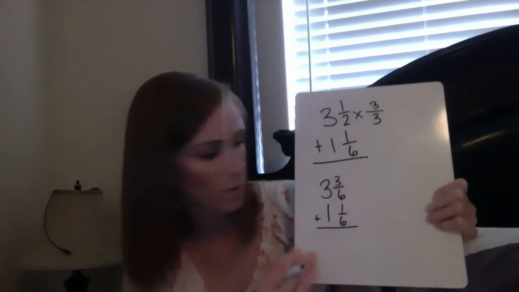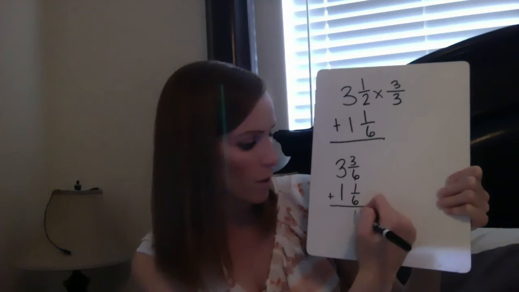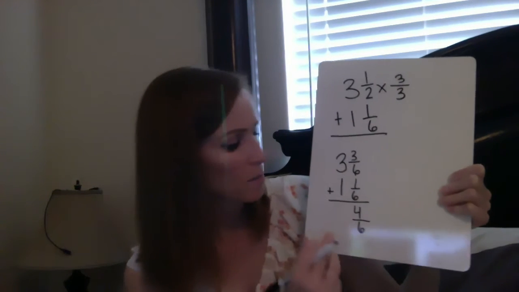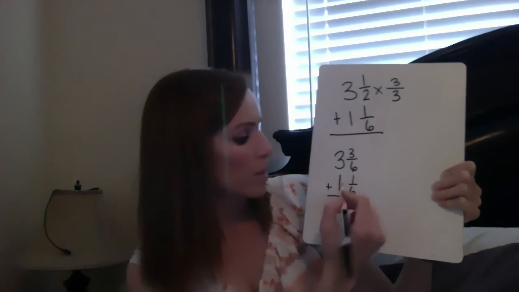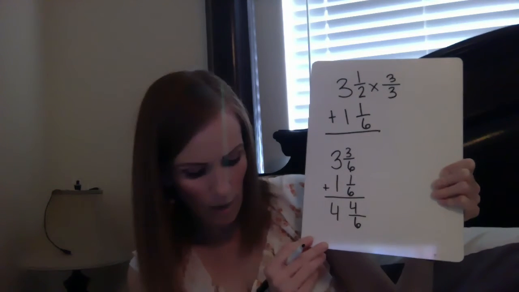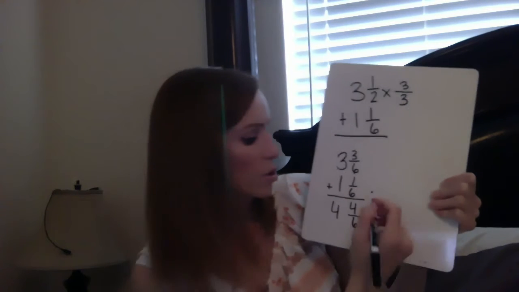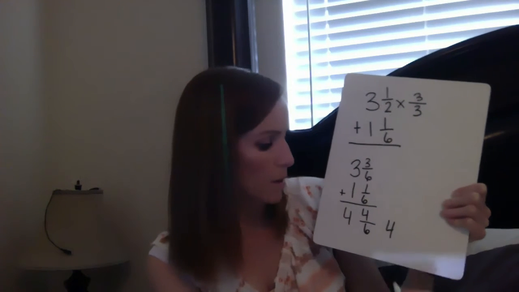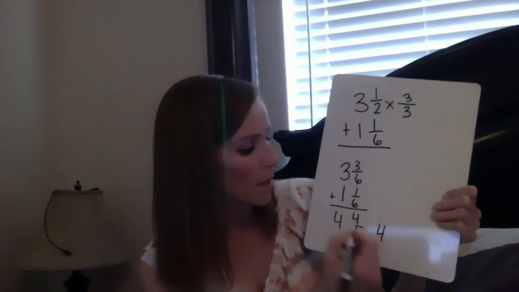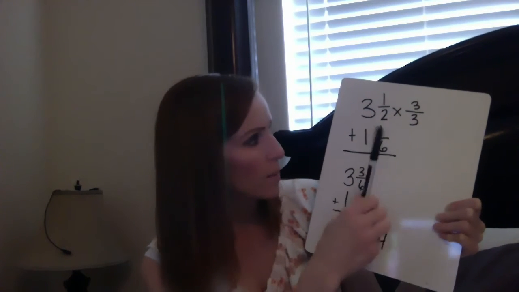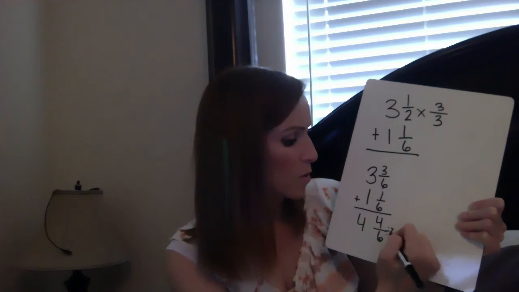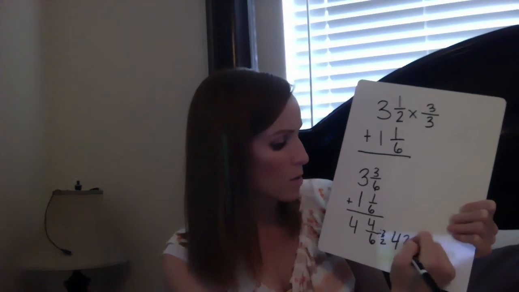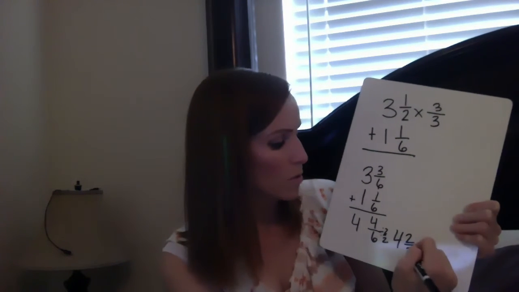And then I'm going to add. I first add my numerators. 3 plus 1 is 4. In adding and subtracting fractions, my denominator stays the same, so I have 4/6. And then 3 plus 1 is 4. Now, I can't leave it like that because I need to reduce. So I'm going to keep my whole number, and then think what number can go into both 4 and 6 to reduce them. We know that 2 can, so we'll divide by 2 over 2. 4 divided by 2 is 2. 6 divided by 2 is 3. So we have 4 2/3.